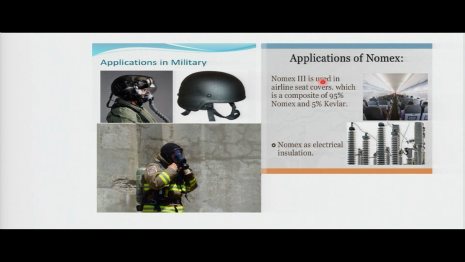Here they say Nomex 3 is used in airline seat covers, which is a composite of 95% Nomex and 5% what? Kevlar. So you observe here, when they are making, for example, the airlines, or we can say the aeroplanes or the helicopters, their seats can be covered with or made out of Nomex. Why? Because Nomex, we have seen, is fire resistant. In case of fire, it can withstand the very high temperatures.